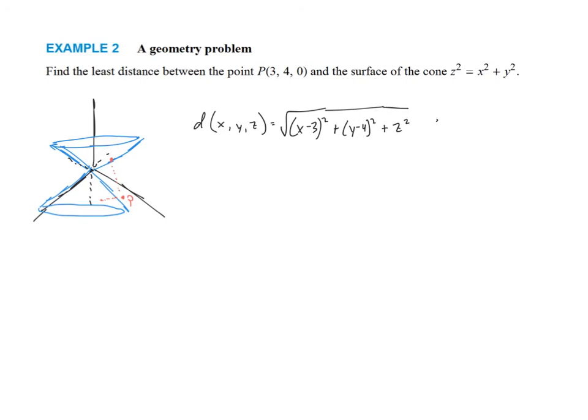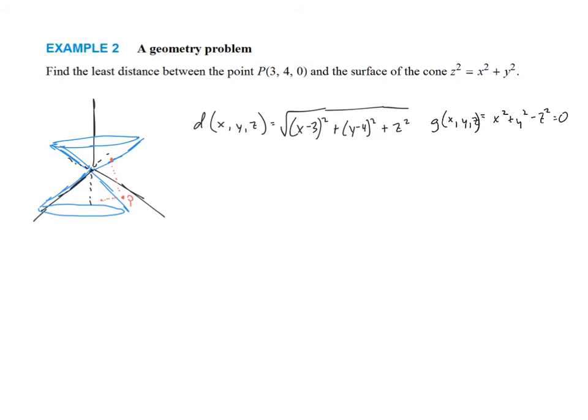So we're going to write that constraint, g, as a function of x, y, and z, is equal to x squared plus y squared minus z squared equals 0. So now we have two functions, objective and constraint, just like we did before. The next step is we're going to compute both of our gradients.